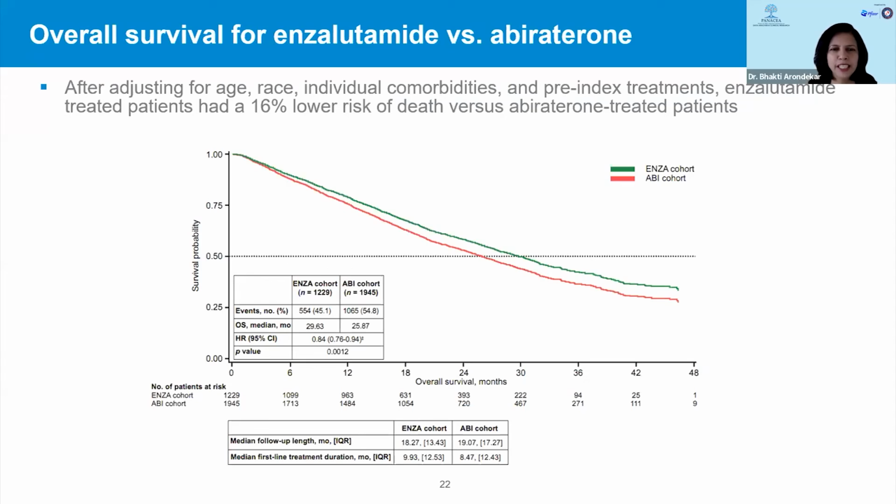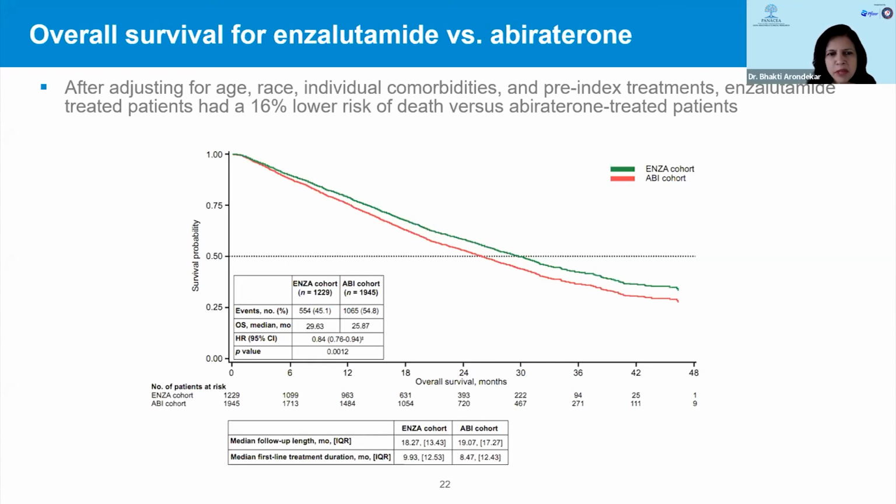This is the key slide, or the money slide here, right? When analysis was done using the VA data, what you saw was a hazard ratio of 0.84. So what does this mean? This shows that in this large database, after you adjust for differences in age, race, comorbidities, and treatments, you found that enzalutamide-treated patients had a 16% lower risk of death versus those patients that were treated with abiraterone.